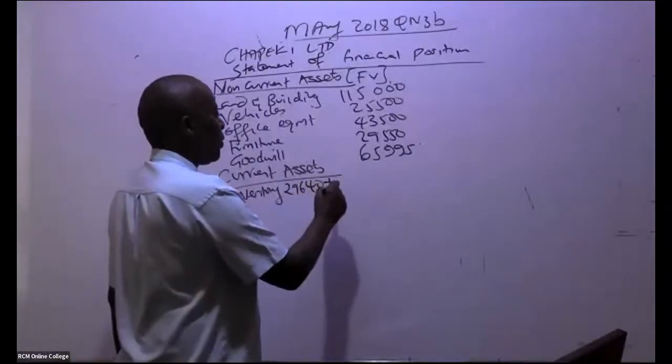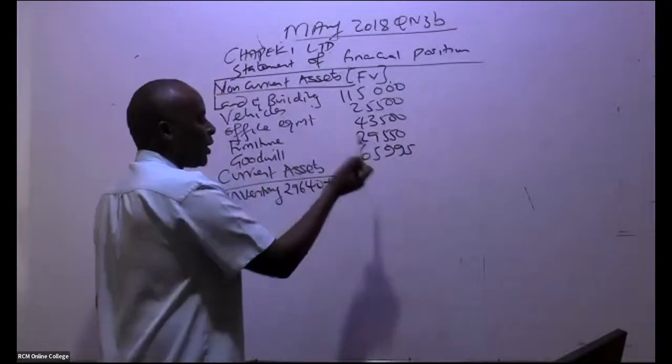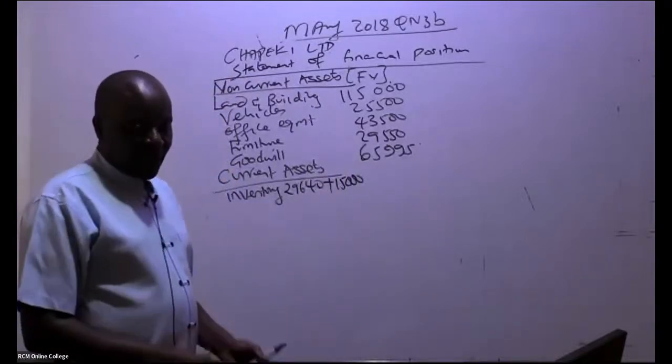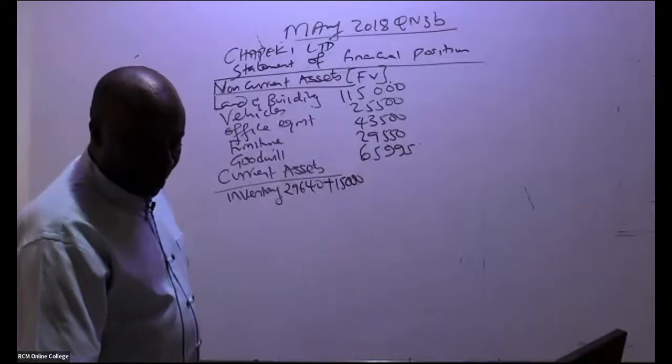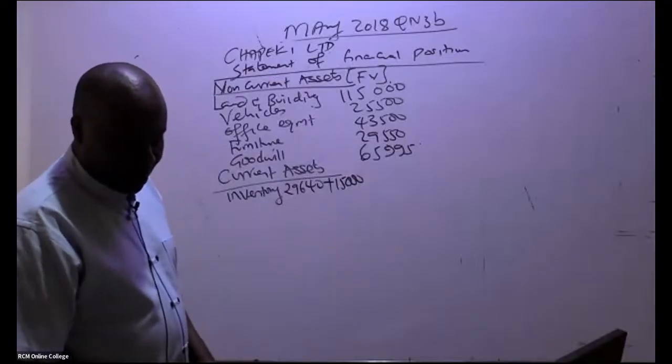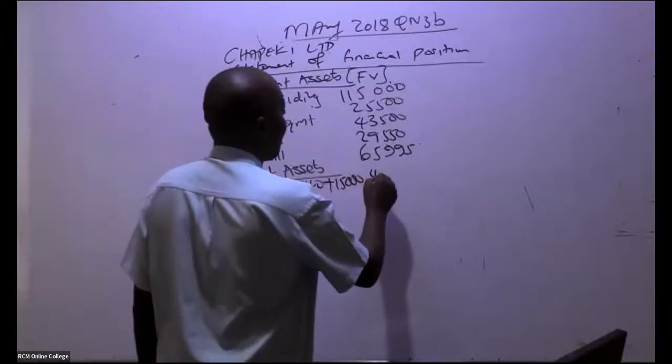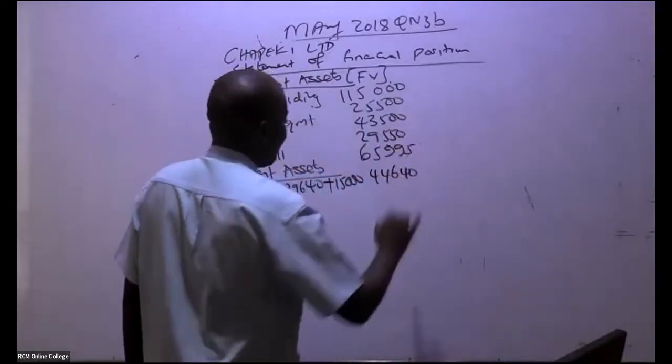Remember, we're cutting the 3 zeros. So then this gives us what figure as inventory? 44,640. Thank you very much.